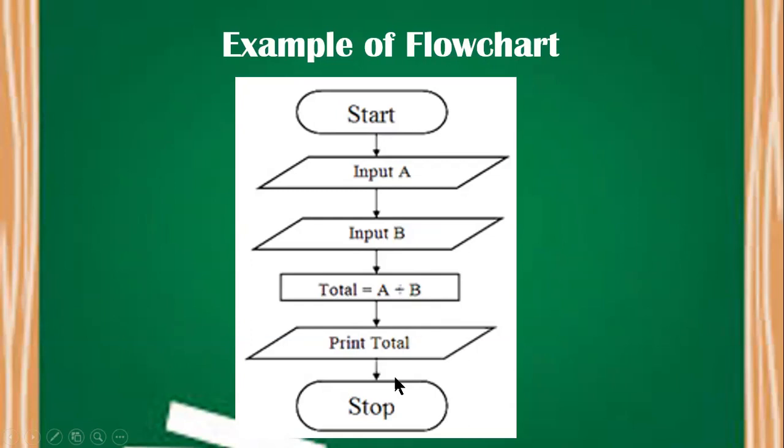After that, my flowchart ends. So again, I will use the oval shape or terminal symbol. So that is stop. You can write end as well. So this is the example of a flowchart to calculate the sum of two numbers that you can see in front of you.